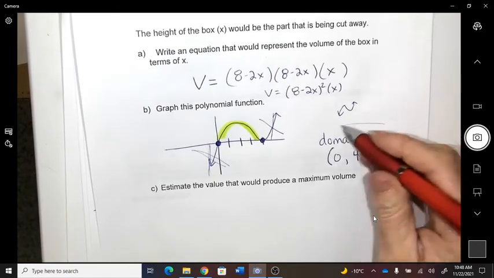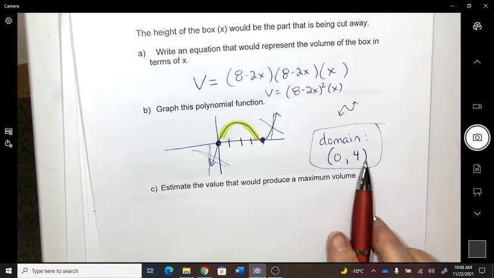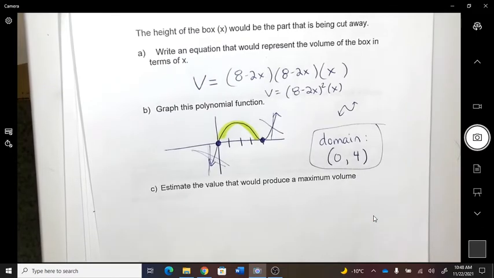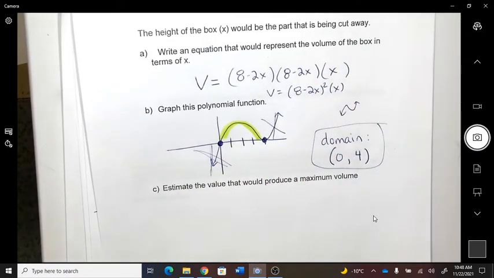No, but I might ask you a question about domain. So graph the whole polynomial, but then I say, okay, what's the domain that only applies on our situation? So you can't use 0 because you wouldn't be cutting off anything? Yeah, if my x was 0, it's me not cutting anything off. Now I have nothing to fold upward. Right, so it's flat. And it can't be 4 because then if I cut off 4, now I have a length of 0.